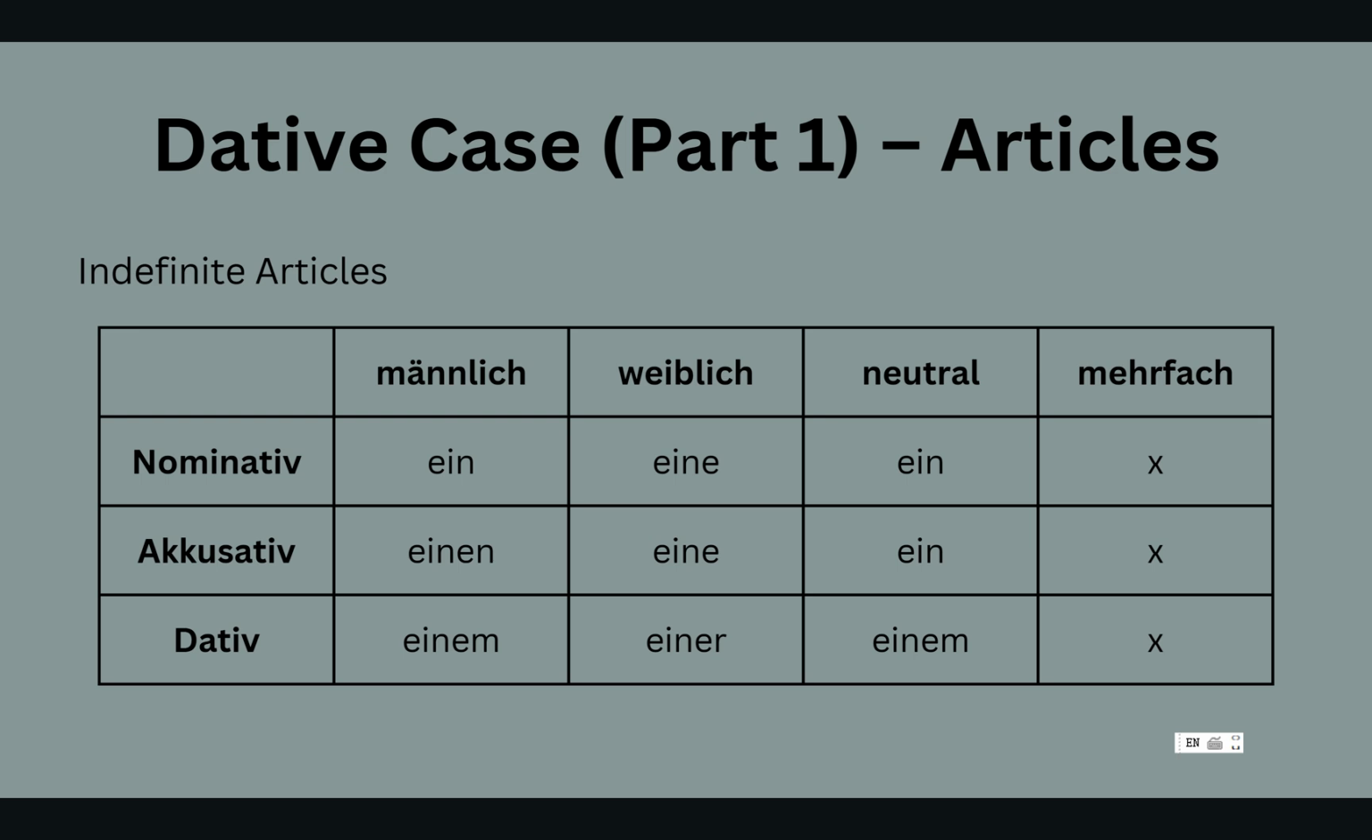Akkusativ: einen, eine, ein. As for the dative case, the indefinite articles in German are as follows: einem, einer, einem.